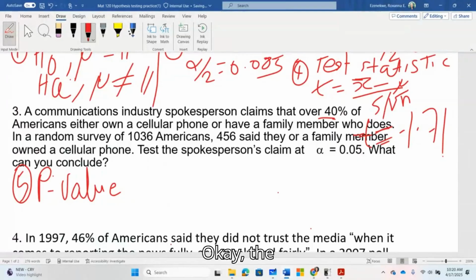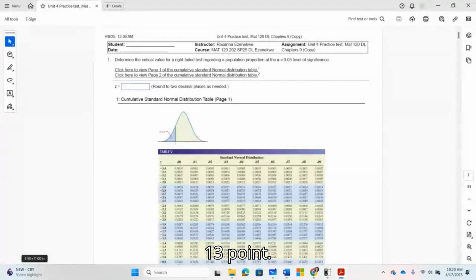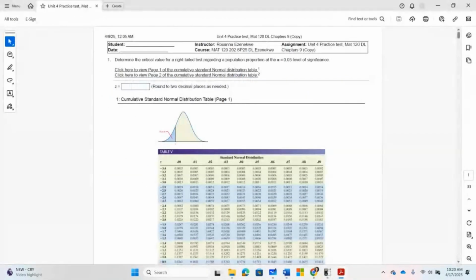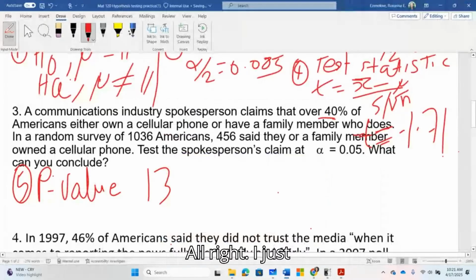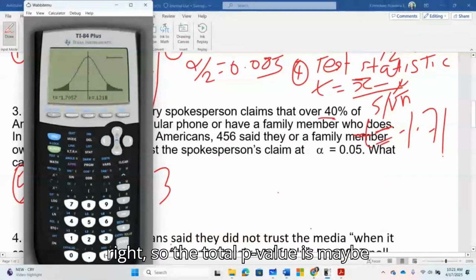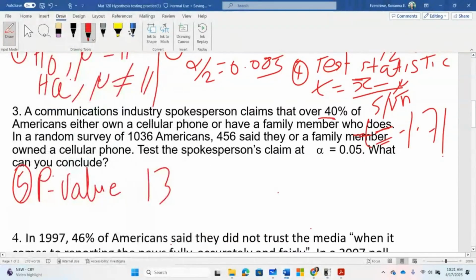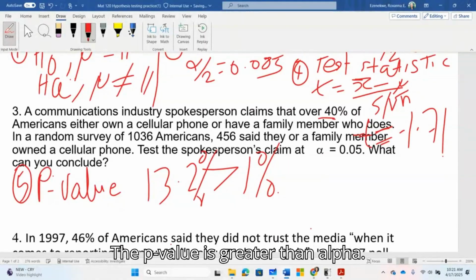Okay. The p-value given to me is 13 point what? Let me go back and see. So the p-value is 13. All right. So the total p-value is maybe 13.2%. All right. So 13.2% is greater than 1%. The p-value is greater than alpha.